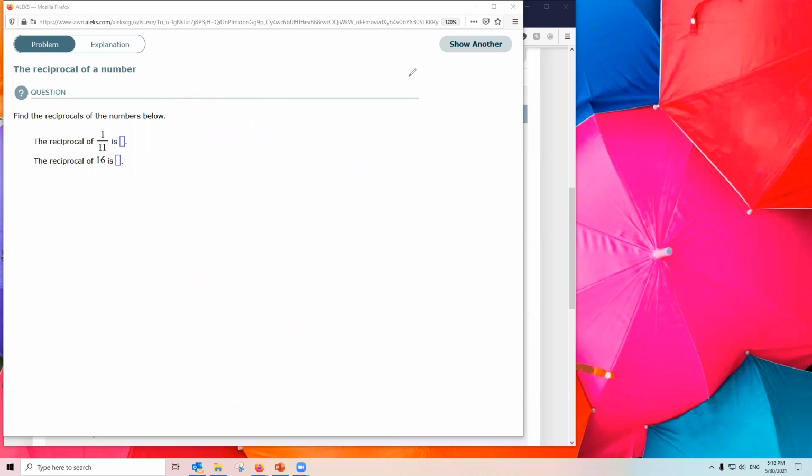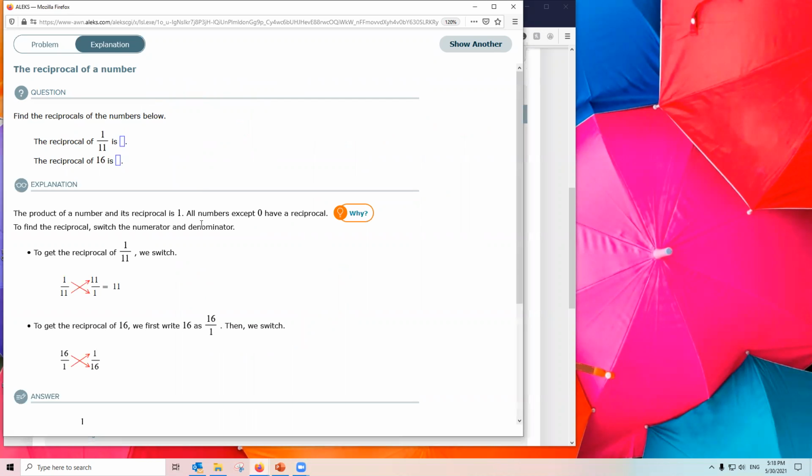Let me go to the explanation here just to show you that the explanation is going to explain these two examples on finding reciprocals. Okay.